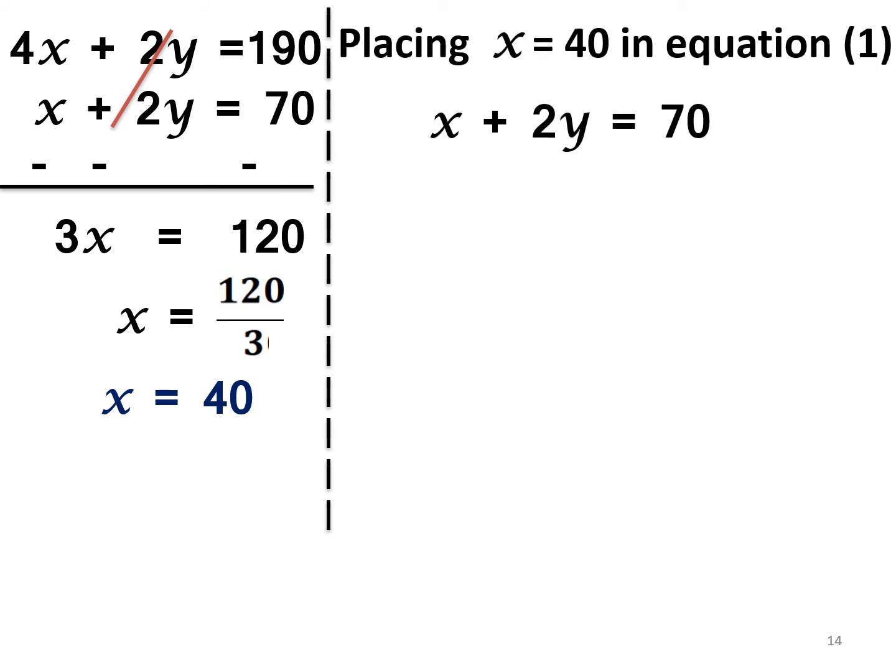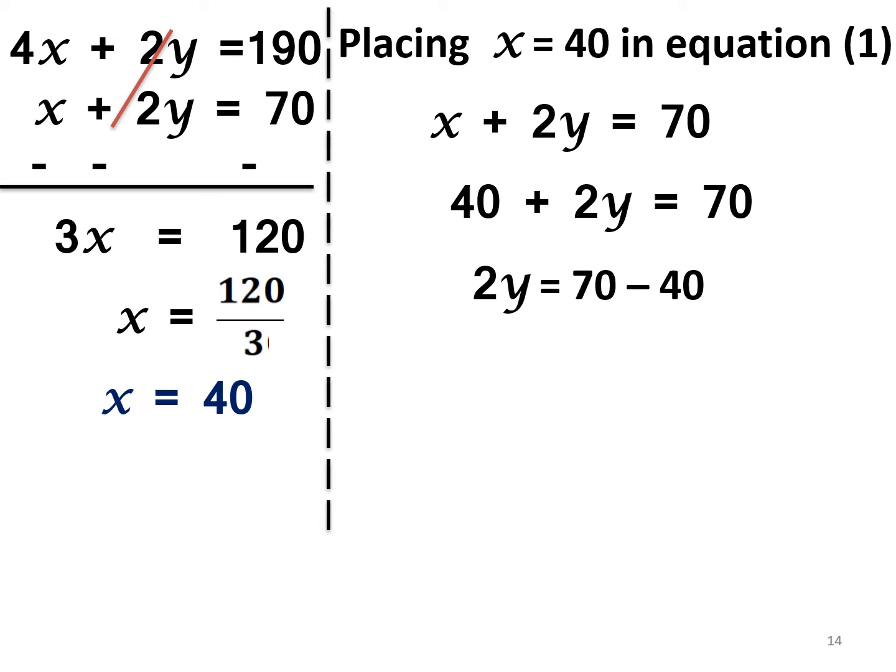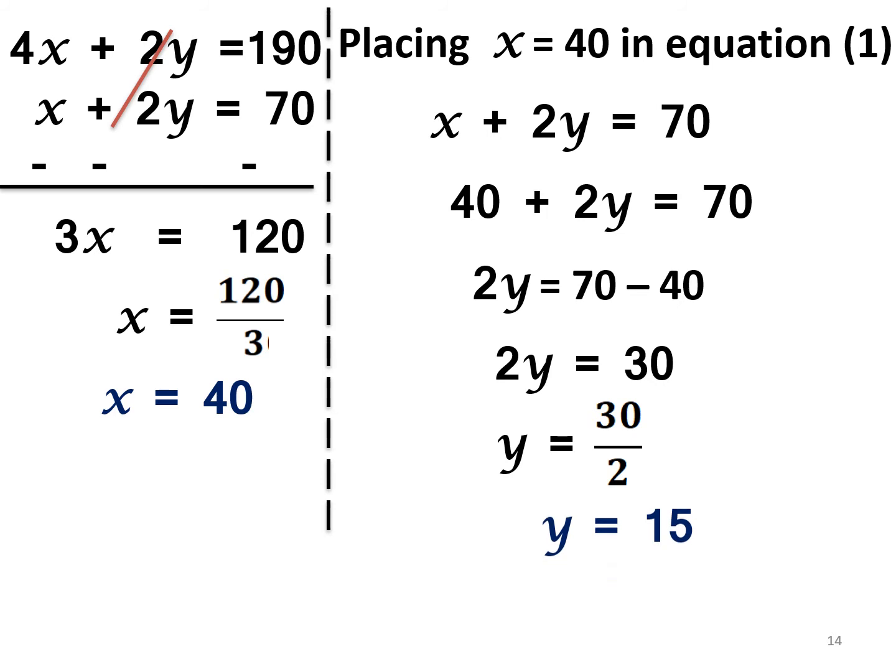Placing x is equal to 40 in equation 1, that is x plus 2y is equal to 70. 40 plus 2y is equal to 70. Therefore, 2y is equal to 70 minus 40, which is equal to 30. y is equal to 30 divided by 2, which is equal to 15.